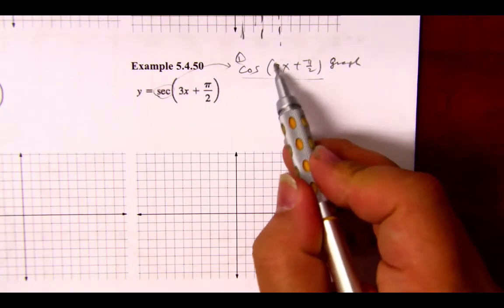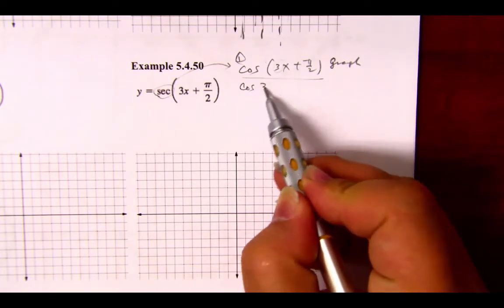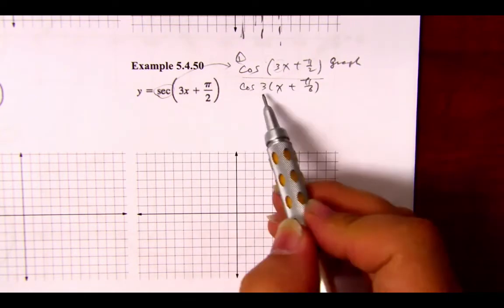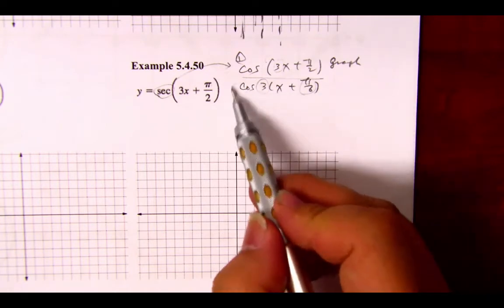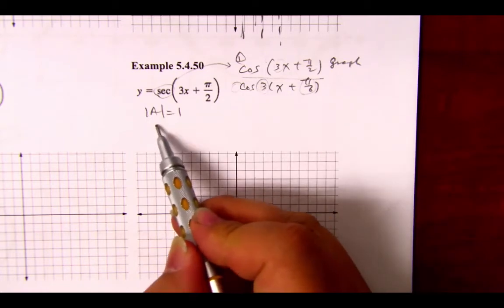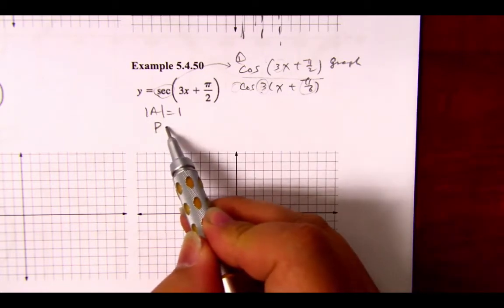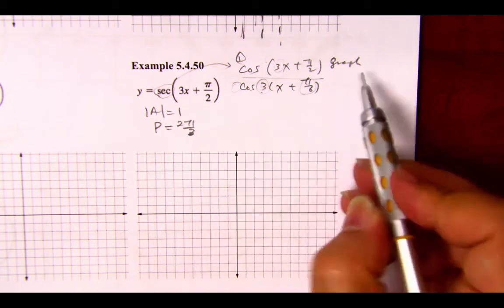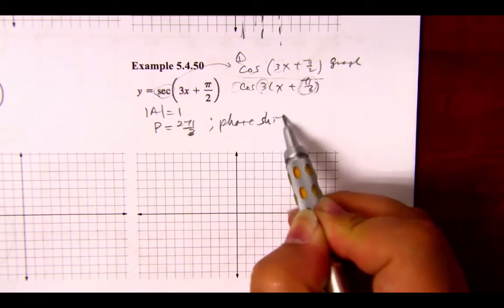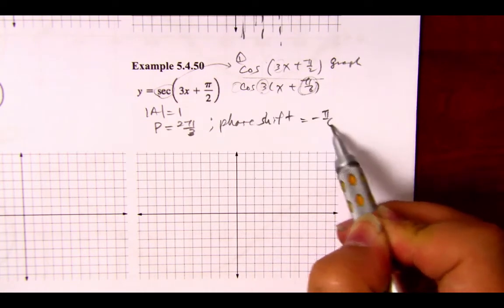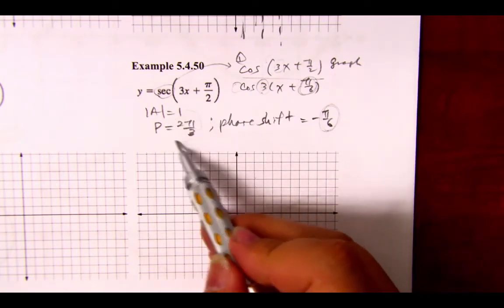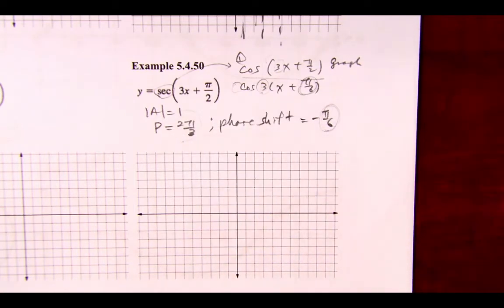That means that 3 needs to be factored out. So that's cosine of 3 times x plus pi over 6. We notice two things here. The amplitude is obviously 1, and that 3 in front, the b value, tells us the period, which is 2 pi over 3, and there's a phase shift of negative pi over 6. Now you ask yourself, how many pi over 6 go into 2 pi over 3? It turns out to be 4.